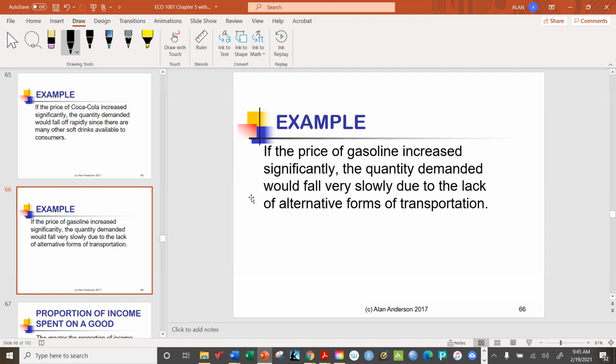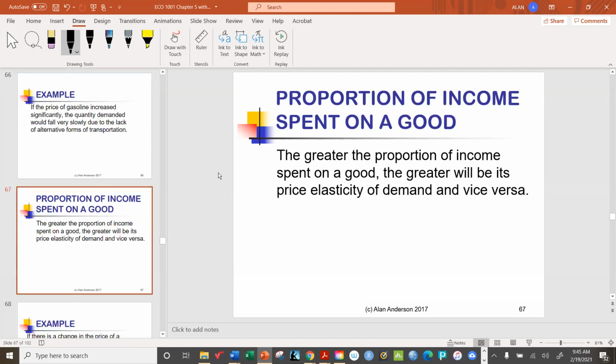Now, the income, like I said, I think it's pretty self-explanatory. The more expensive something is, the more closely you'll pay attention to its price. That's just the way it is because it affects whether you can afford the product or not.